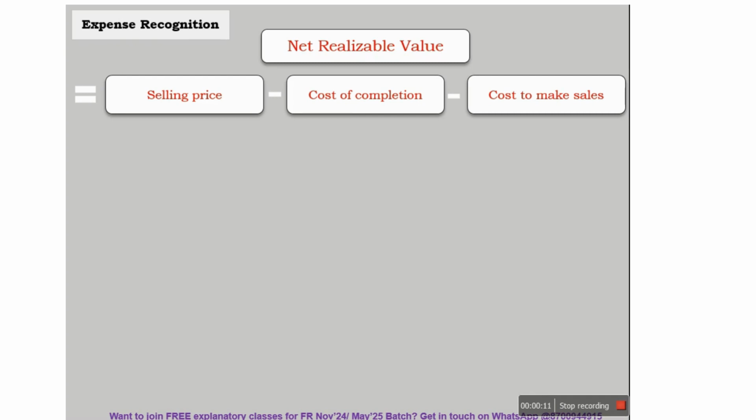We need to recognize inventory in our books of account at lower of cost or net realizable value. NRV we have already discussed that it is selling price minus cost of completion minus cost to make the sale in ordinary course of business. In case NRV is lesser than the cost, then we need to write down the inventory value to the NRV value. So we'll have to book the devaluation loss.